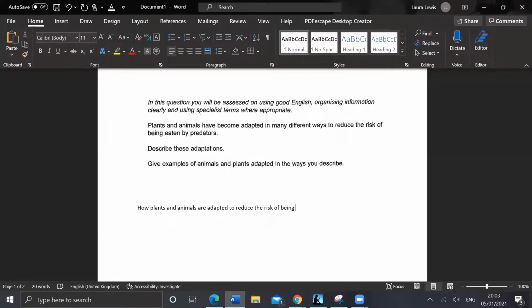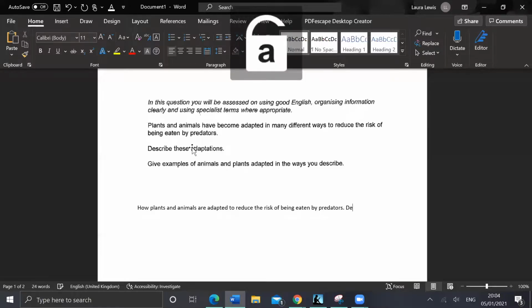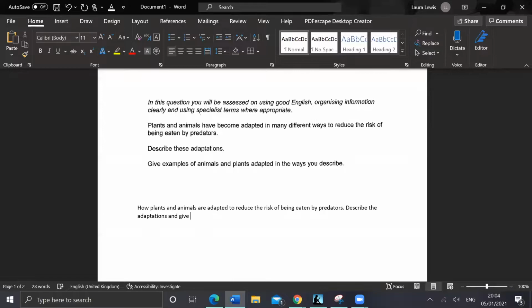I've made that mistake sometimes in an exam, obviously under time pressure, and you just read through something quickly and don't really think about what's being asked. So, eaten by predators. Okay. How do you describe these adaptations? Next, we have to describe the adaptations and give examples. Okay, describe the adaptations and give examples. So we've summarised the question there.